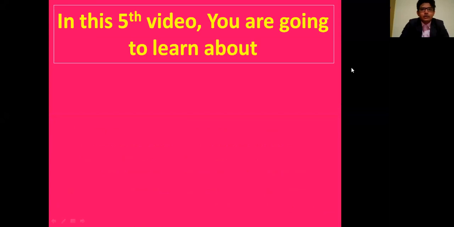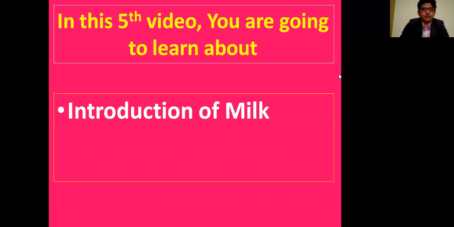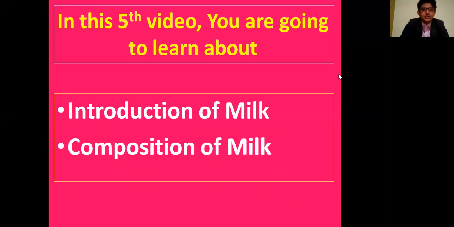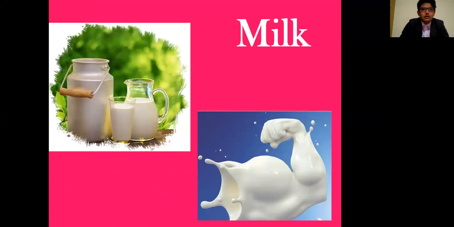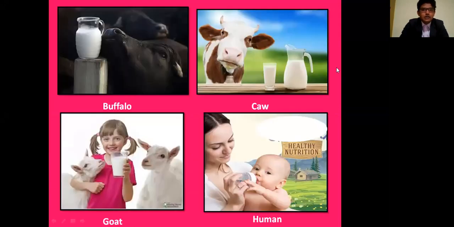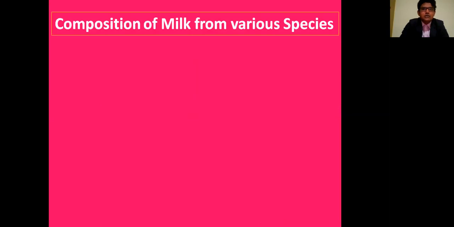In this fifth video, you are going to learn about the introduction of milk and the composition of milk. Everybody takes milk every day. In this topic, we are going to learn some important information about milk. Here are the four species from which we can get milk: buffalo, cow, goat, or human. Here we are going to see the composition of milk from various species.